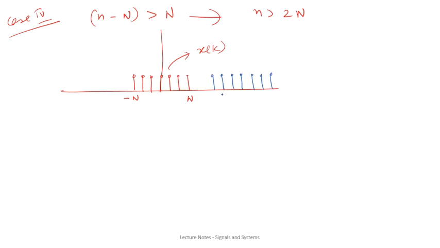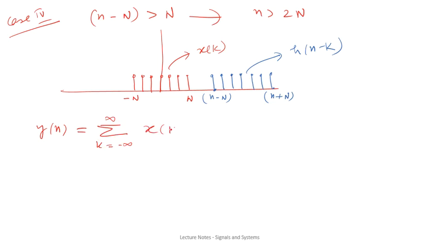Okay, so this is n minus N, that is the left limit, and the right limit will be this n plus N. This signal will be h[n minus k]. So now from here you can see there is no overlapping between the signals, and no overlapping means the convolution for this part will be 0. So you just quickly write it down as this is equal to 0 for this time range. Okay.